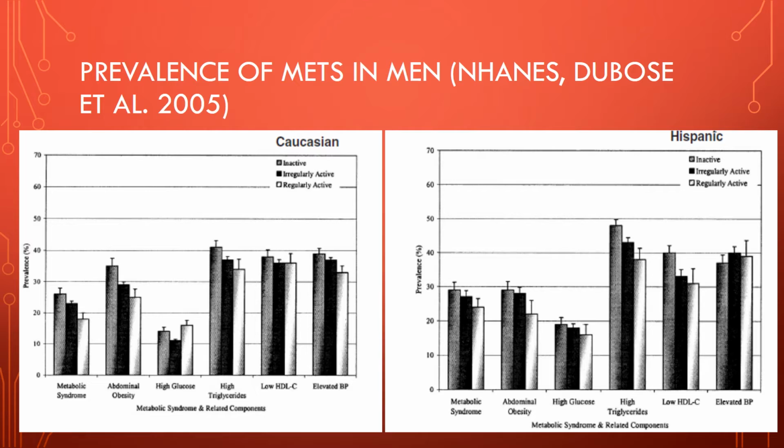This is showing the prevalence of metabolic syndrome, specifically looking at men. So these are all Caucasians. This is Hispanics. So this is metabolic syndrome, meaning they have at least 3 of those criteria. Then it also shows all of the individual 5 criteria. And this is looking at inactive, irregularly active, and regularly active.